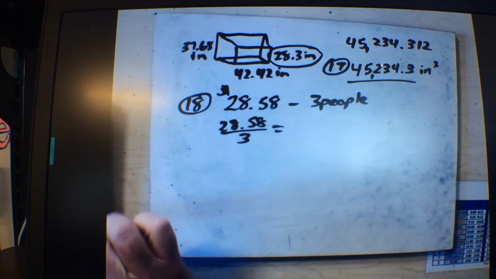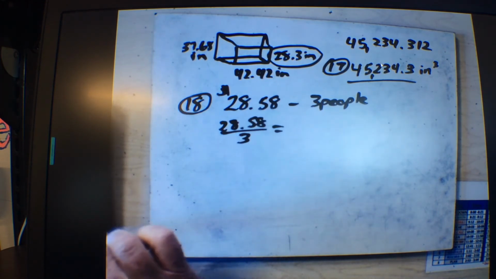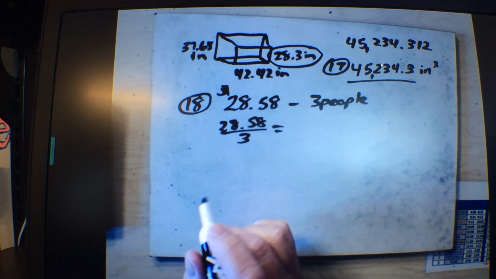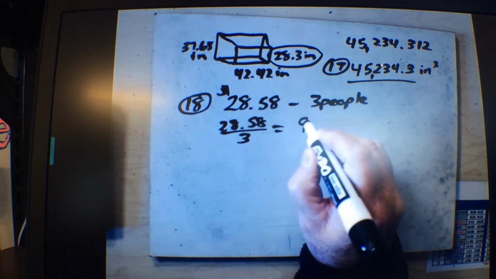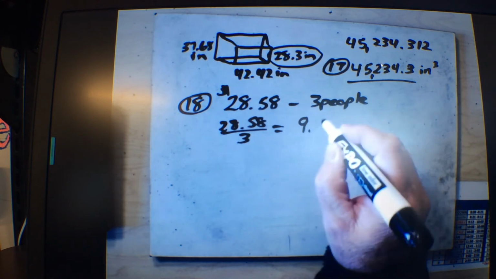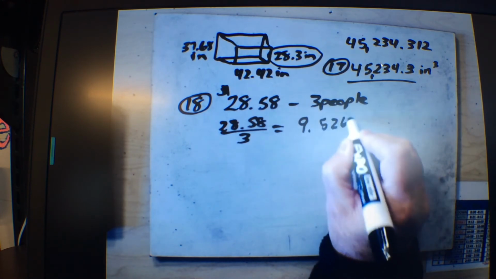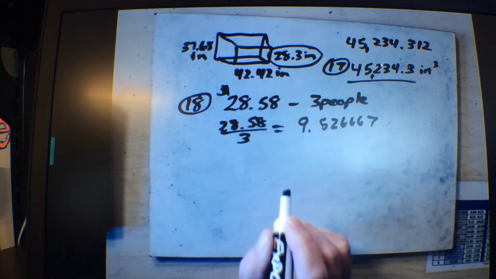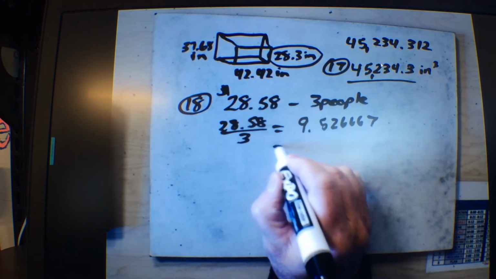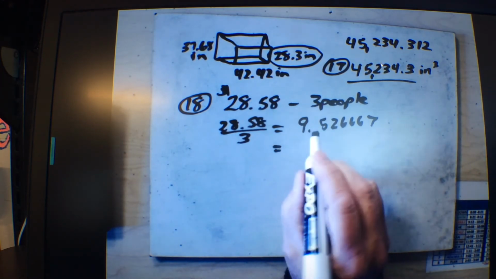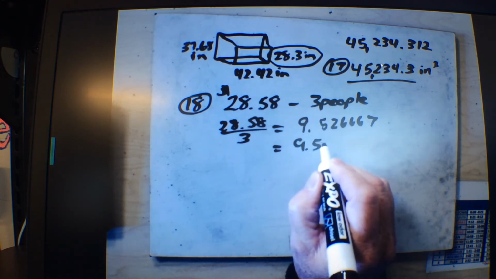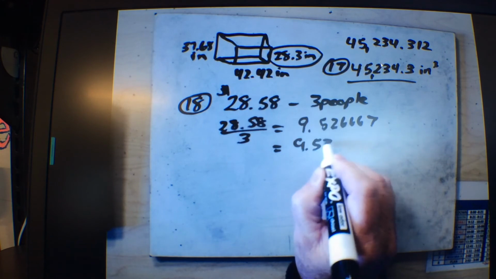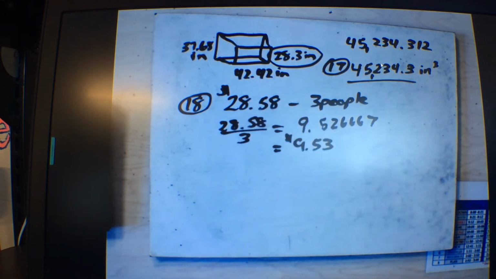Now, you have a calculator, you can do that. And it is $9. This is what my calculator says. So what would I charge each person? Caden? $9.53. Now you're going to have some money left over, right? That'd probably be just part of the tip, right?